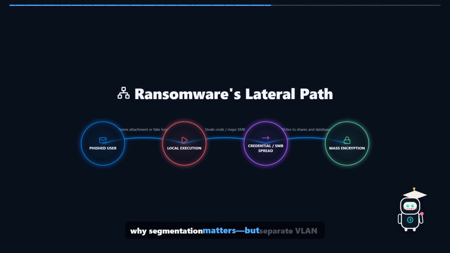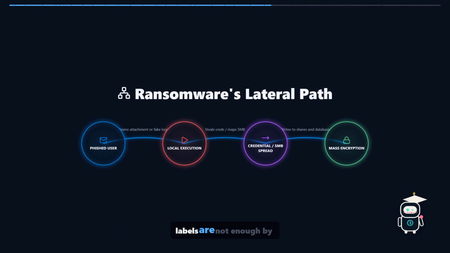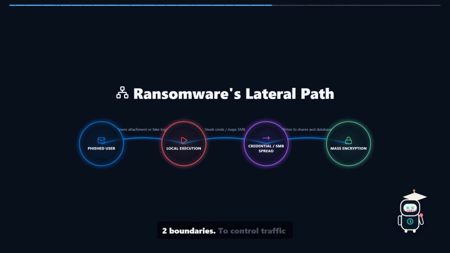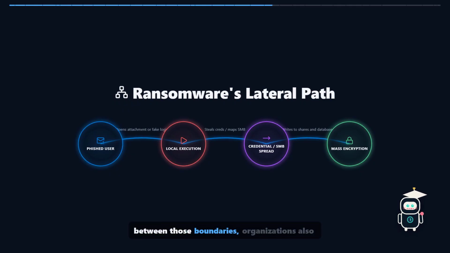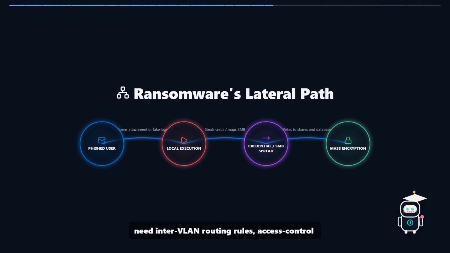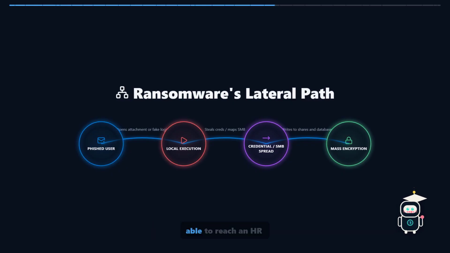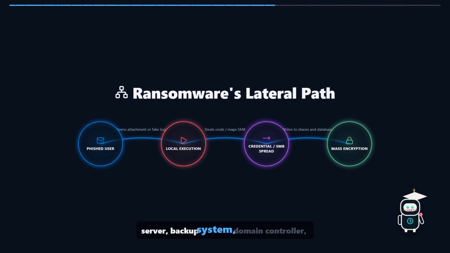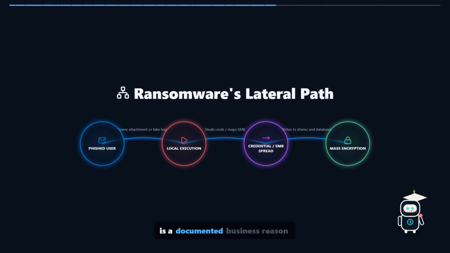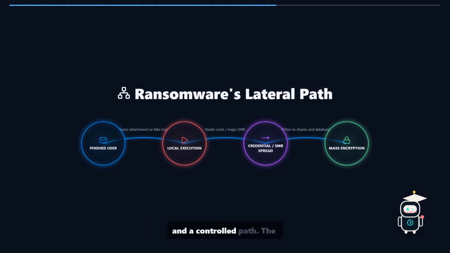This is why segmentation matters. But separate VLAN labels are not enough by themselves. VLANs create logical Layer 2 boundaries. To control traffic between those boundaries, organizations also need inter-VLAN routing rules, access control lists, firewall policies, identity-aware controls, and least privilege service permissions. A finance workstation should not be able to reach an HR server, backup system, domain controller, or administrative service unless there is a documented business reason and a controlled path.